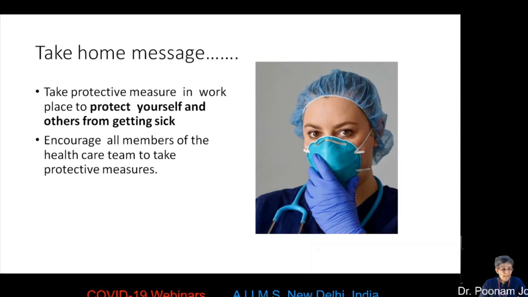So finally, there is a take-home message for the healthcare professionals. The nurses and the doctors are the frontline soldiers to fight a battle against COVID-19. We have to ensure that the protective measures are used. Take protective measures in the workplace. Learn properly how to use the PPE. Donning of PPE as well as doffing of PPE is essential so as to protect oneself from getting sick.